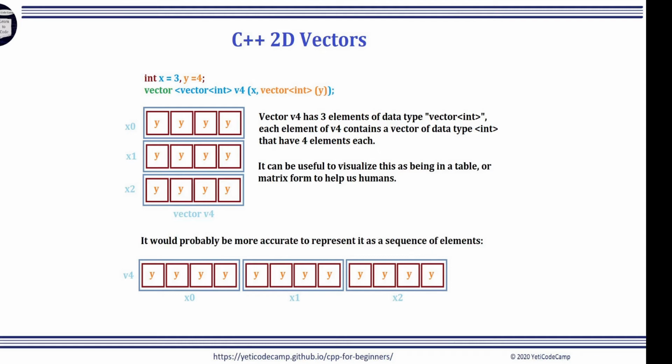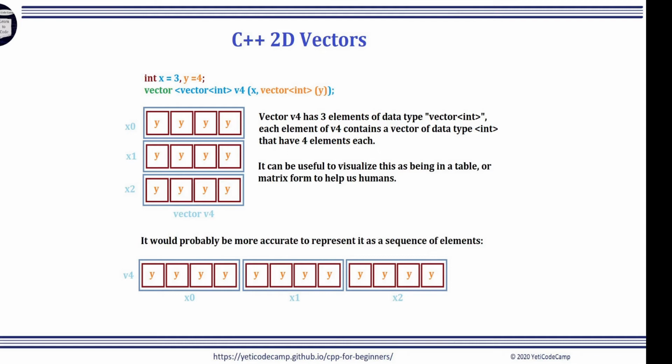Along the left, we have the elements of vector 4, which we can think of as the rows. The number of rows is determined by the variable x, and of course, in this example, we have 3 elements with indexes of 0, 1, and 2. Within each of vector 4's 3 elements, we have another vector, which themselves contain 4 elements each. I have y inside each of these elements, just to represent where they are being declared from in the vector statement above.